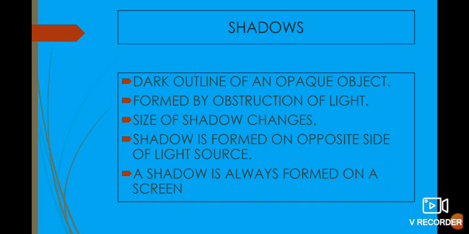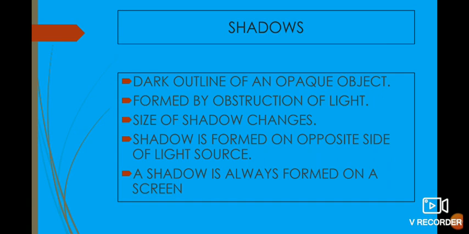The shadow is always formed on the opposite side of the light source. For example, at night you are walking on a road with street lights. If the street light is right in front of you, the shadow will be at the back. Once you have crossed the street light, now the street light is at your back, then you can see the formation of the shadow in front of you.